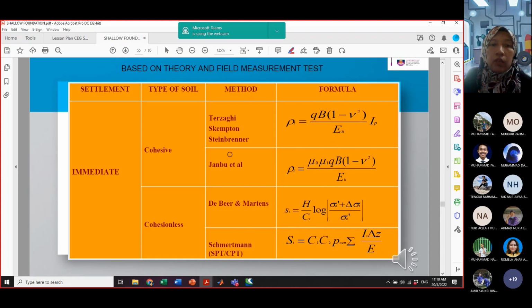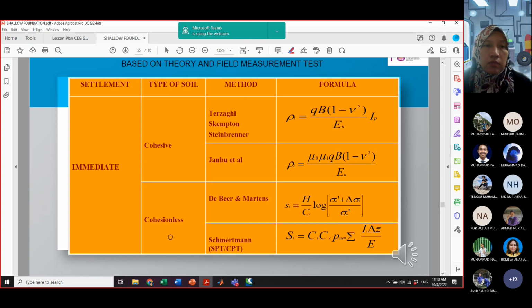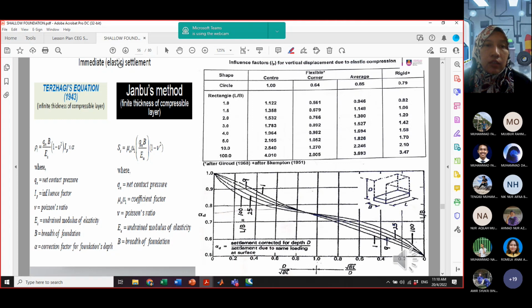Okay, immediate settlement, kalau daripada teori, this is what we can have: Terzaghi, Schmertmann, Janbu, and also methods from SPT ataupun CPT. So dia berbeza for type of soil, cohesive dan juga cohesionless. And for calculations or estimated immediate settlement, you can have from the Terzaghi equations, from theory, ataupun you can also use the Janbu method. So for both these formulas, you need to know dia punya influence factor IP.